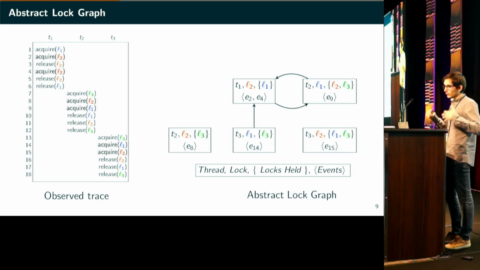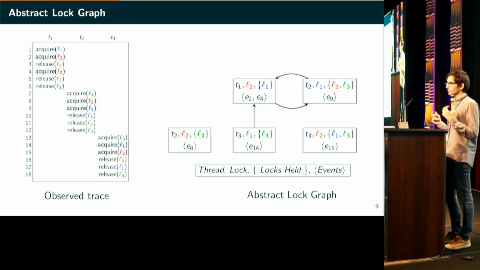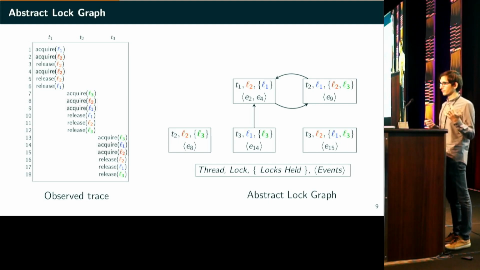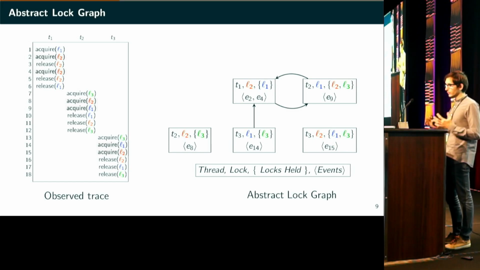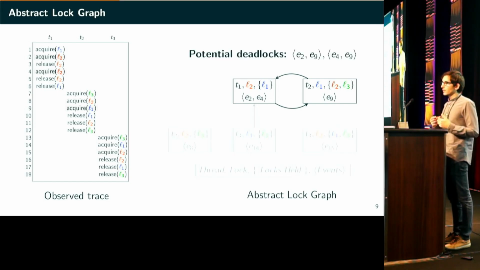I will not go into details on exactly how this graph is constructed, but essentially, when a cycle is formed in this graph, this corresponds to the events of the involved nodes being potential deadlocks. And an important thing to observe here is that a single cycle may unify multiple potential deadlocks. So for instance, here we have a cycle, and this single cycle unifies two potential deadlocks.